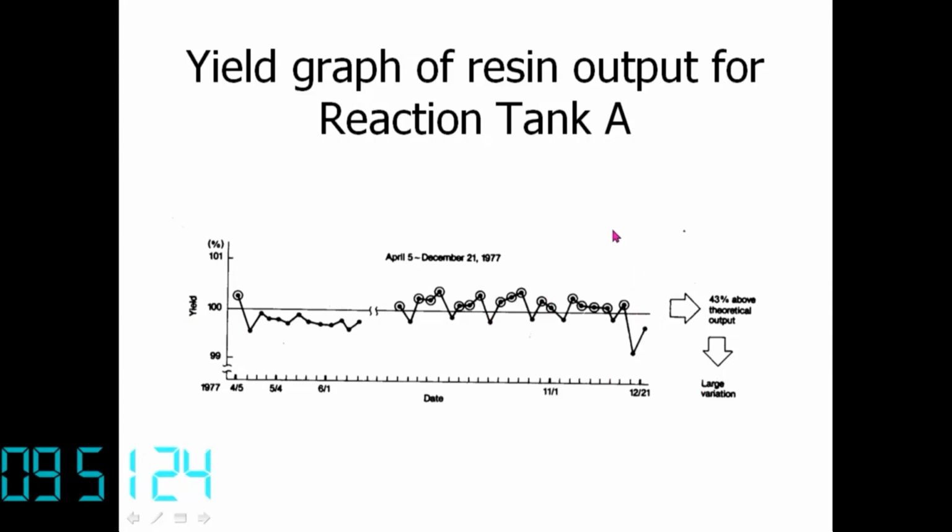So the first step is to make the process stable. Only when the variation is within control. So you have to have a control chart first and verify that the process is in control. Then only can you really start improvement.